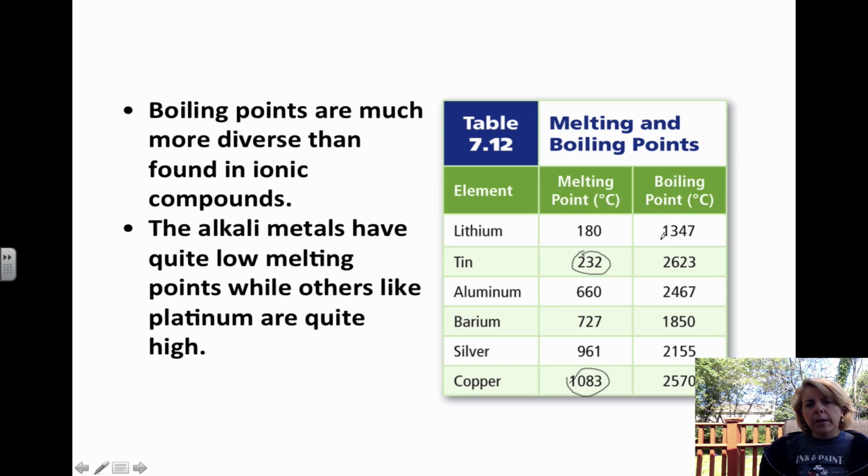Here we have lithium. Its boiling point is 1,347, whereas copper's is significantly higher. So you can't assume that all metals have high melting points and high boiling points, especially when we're looking at alkali metals. Alkali metals are the first column in the periodic table on the left. They're very soft and malleable compared to things like platinum, so you can't necessarily lump them together because of that.